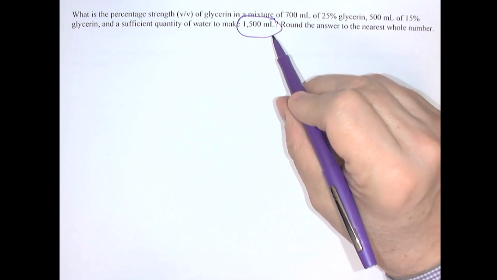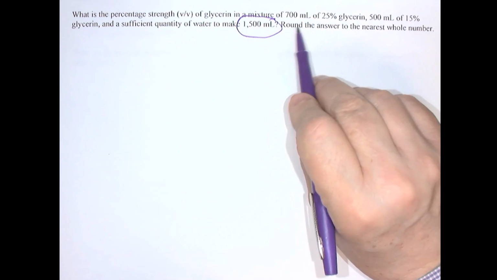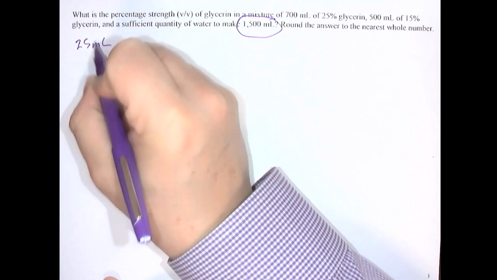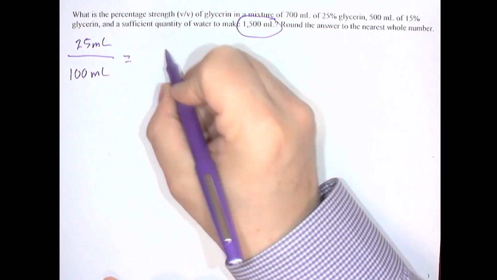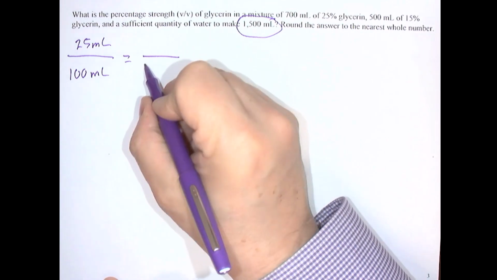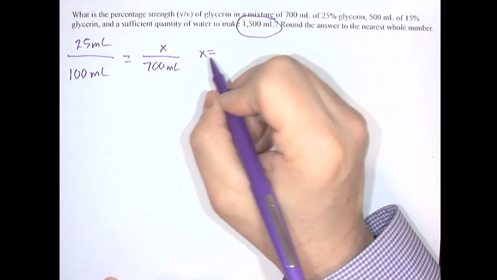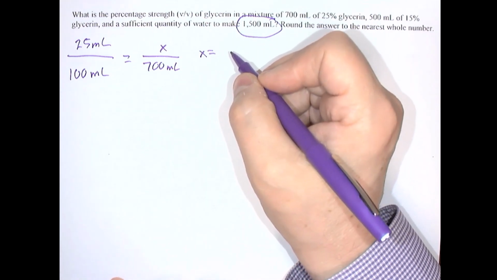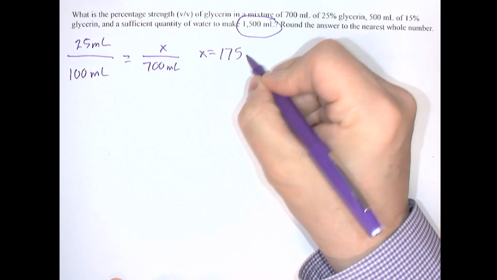Okay, but we do need to determine how much glycerin will be in the final product so we can determine that final percent strength. So 700 milliliters of 25% glycerin, that's going to be 25 milliliters for every 100 milliliters. And we need to know how many milliliters of glycerin would be in that 700 milliliters. I'll just put an X there. We'll solve for X. We set up our proportion, do our algebra, and you should end up with X equals 175 milliliters of the glycerin.